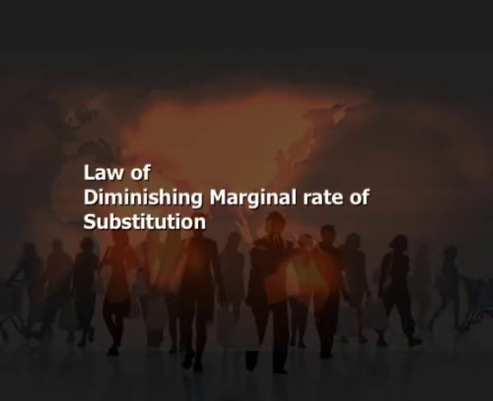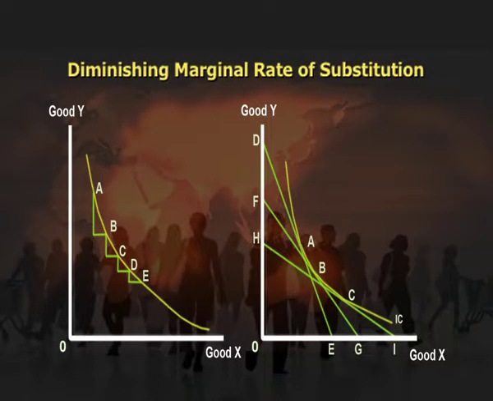Moving ahead to the law of diminishing marginal rate of substitution. An important principle of economic theory is that the marginal rate of substitution of X for Y, that is MRS_XY, decreases as more and more of good X is substituted for good Y. In other words, as the consumer gets more and more of good X, he is prepared to forgo less and less quantity of good Y. The principle of diminishing marginal rate of substitution is illustrated in this diagram.